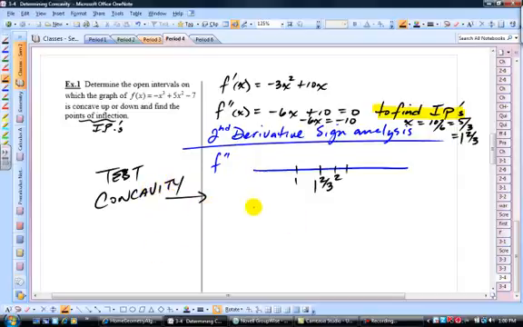Okay, and when you test concavity, you evaluate your second derivative. Let me highlight that. I'm going to be using this function right here to test concavity. What's happening to the left of 1 2/3? What's happening to the right?